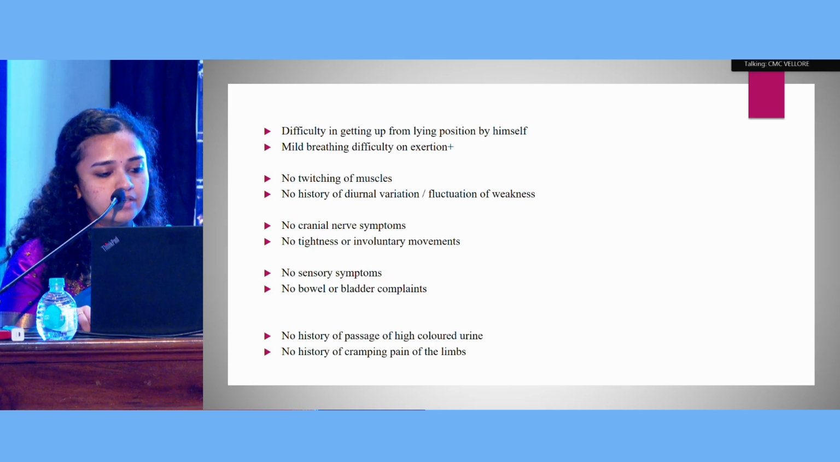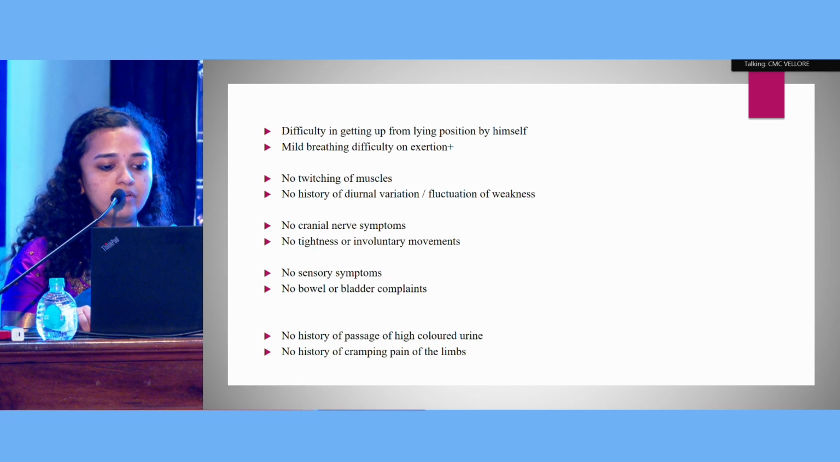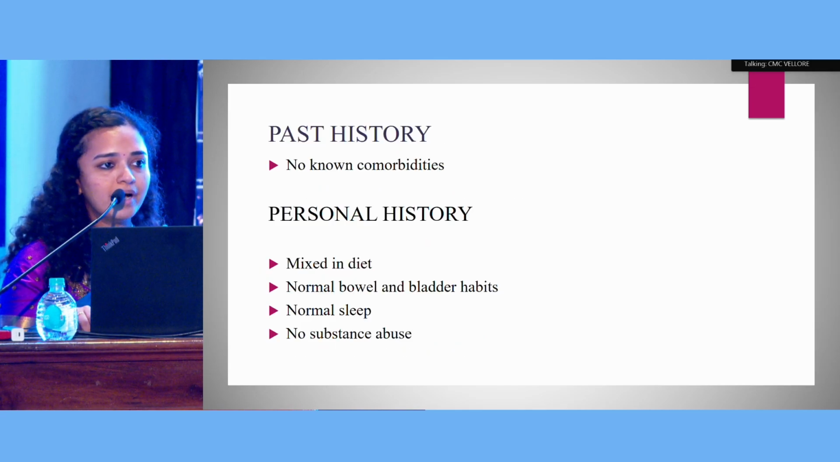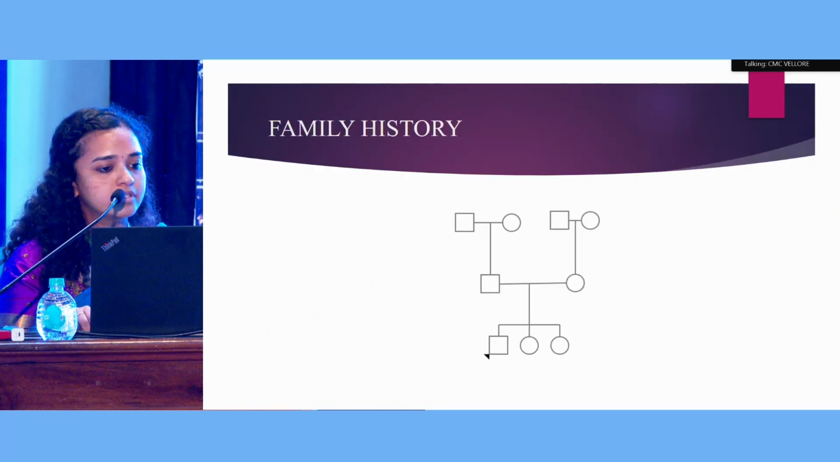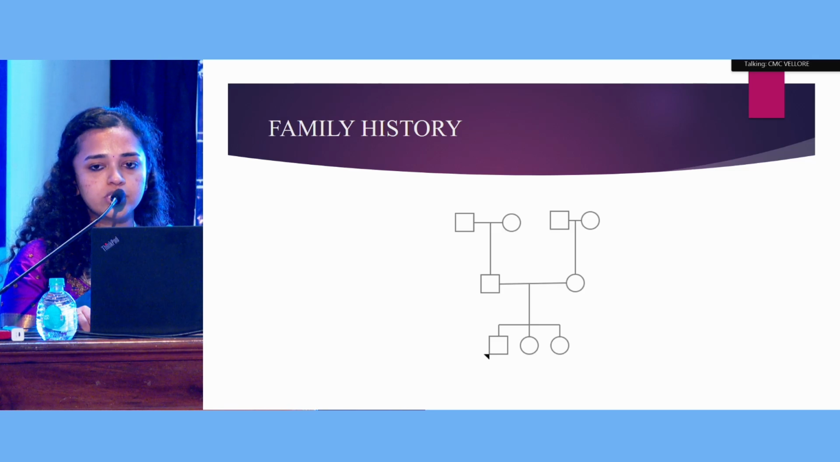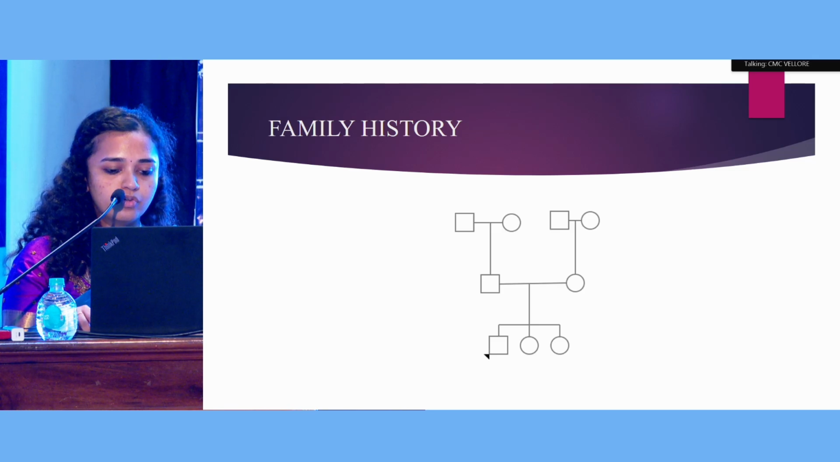He had no cranial nerve symptoms, no tightness, no involuntary movements, no sensory symptoms, no bowel bladder complaints. There was no history suggestive of passage of high-colored urine or no history of cramping pain in the limbs. Past history was not significant. He was consuming mixed diet with normal sleep and bowel habits. Family history: he was born of a non-consanguineous marriage, firstborn, with 2 younger siblings who do not have any similar complaints.